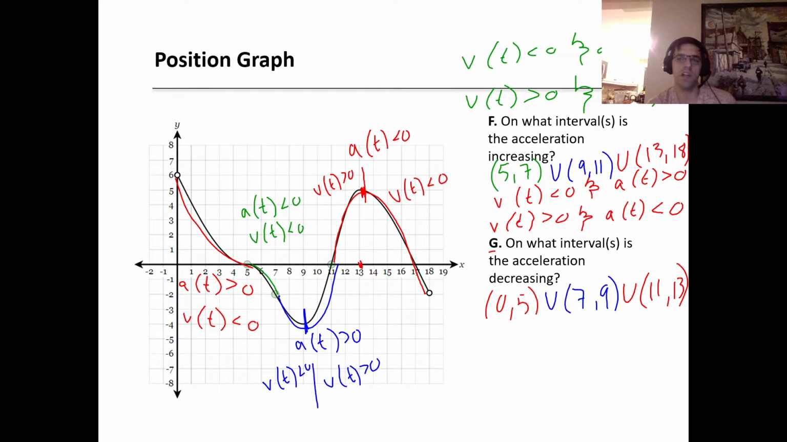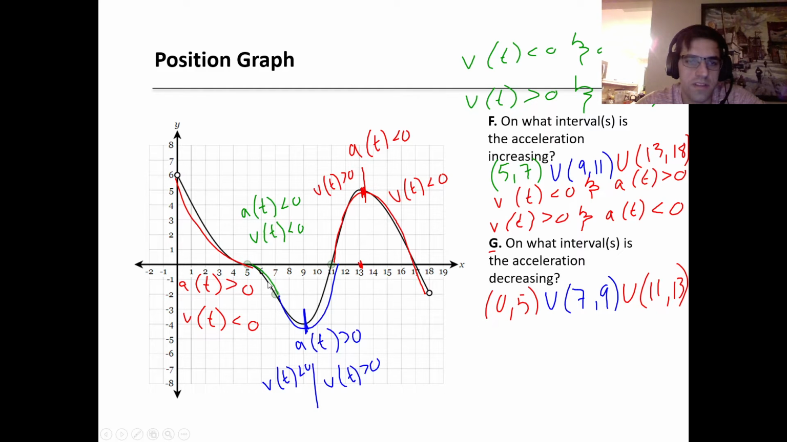Acceleration is increasing when velocity and acceleration are both in line. Our acceleration is decreasing when they are at odds. So one's going up, one's going down. So from 0 to 5, our position is all positive. Our velocity is all negative, but it's concave upward. So our velocity is negative, but our acceleration is positive. Concave upward means acceleration is positive. So because these signs are at odds, this would be a decreasing acceleration interval.